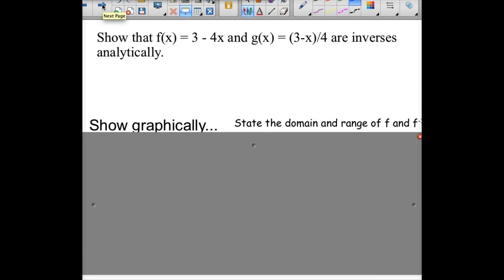So if we're supposed to show that f of x, which is 3 minus 4x, and g of x, which is (3 minus x) all over 4, are inverses of each other analytically, we have to use that definition that says that if we put g into f, we're supposed to end up with x. And then vice versa, if we put f into g, we're supposed to end up with x. Do you remember the other note? You have to show both. Yep. You do have to show both.